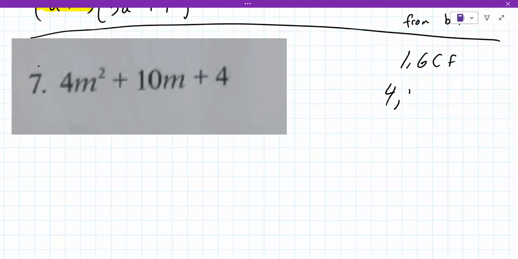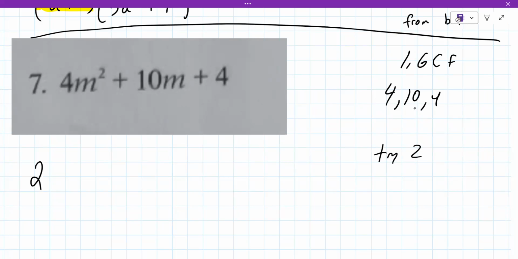Look at 4, 10, and 4. Is there a number that goes into all three of those besides 1? 2. It's got to go into all three of them: 2, 5, and 2. So start with 2. Just say, okay, I'm going to try 2. Maybe it works. Does 2 go into 4? Yes. Does 2 go into 10? Yes. So let's just try it.